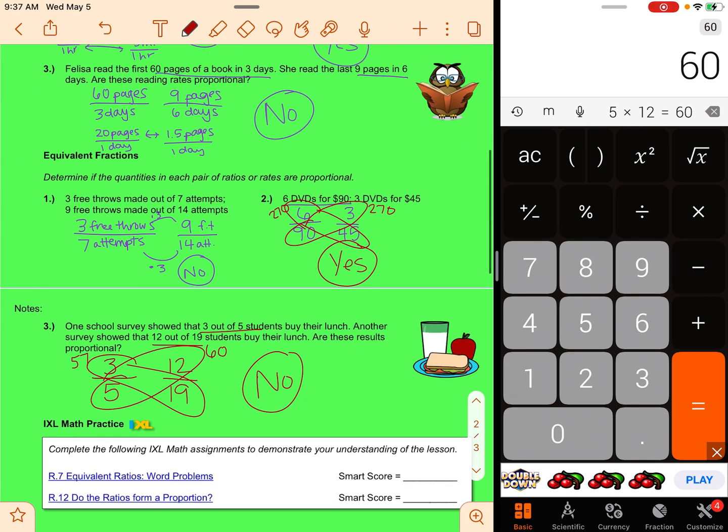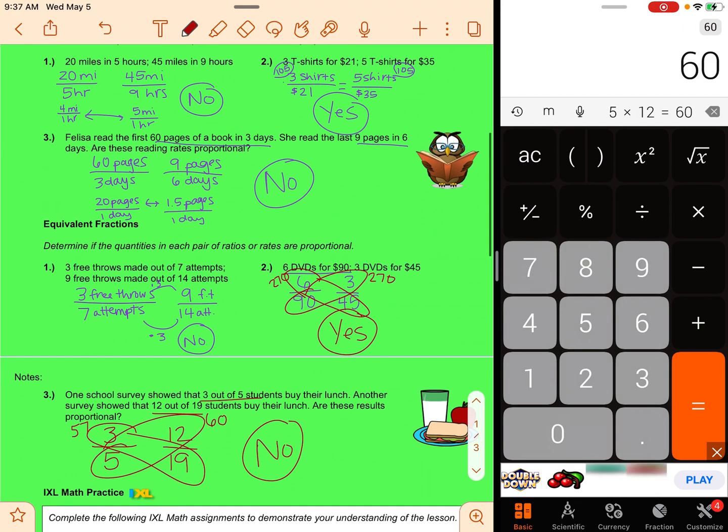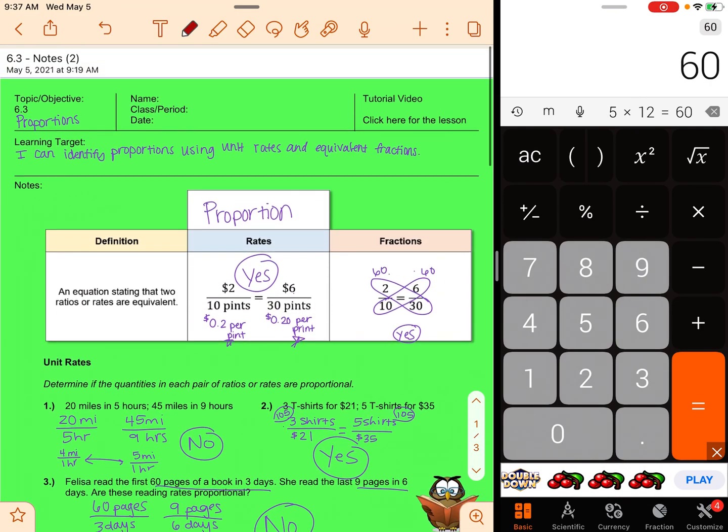Alright, so there's a few different ways that you could figure out if they're proportional or not. Choose the one that makes the most sense to you, and use that as you work through the worksheet and the IXL.